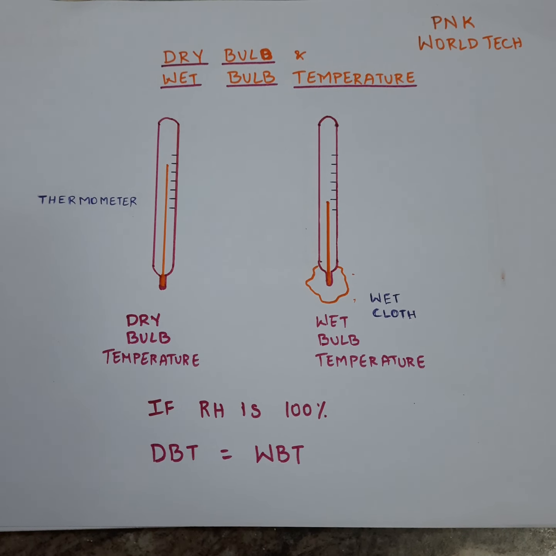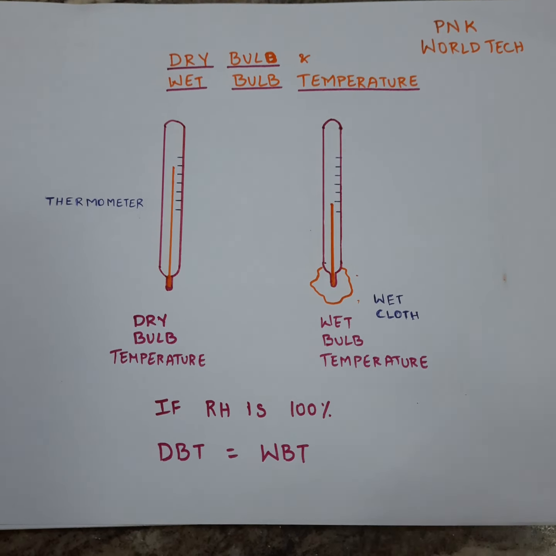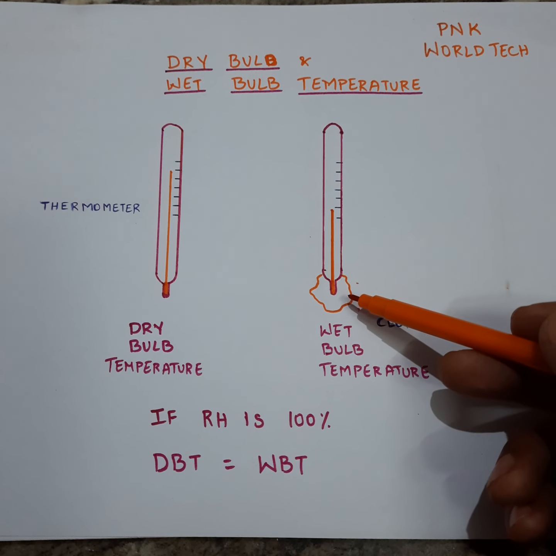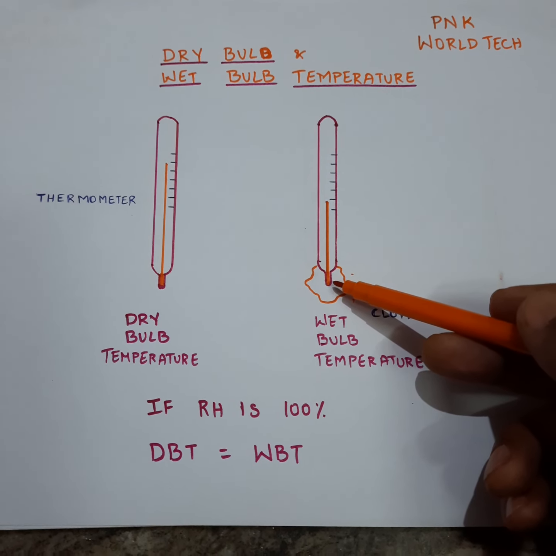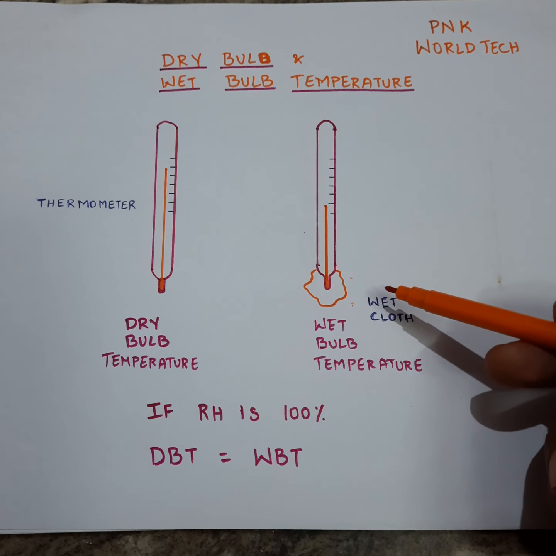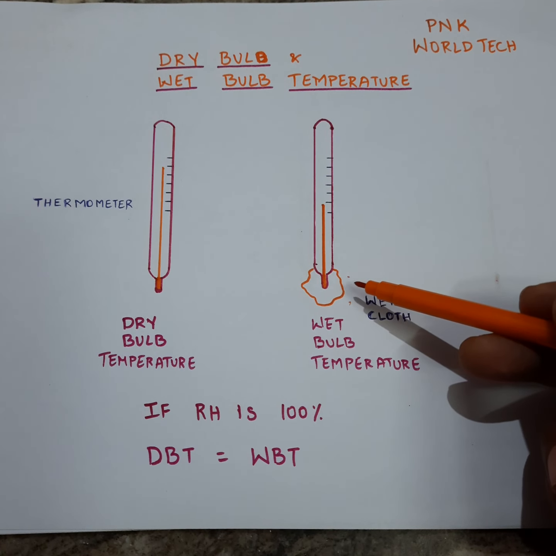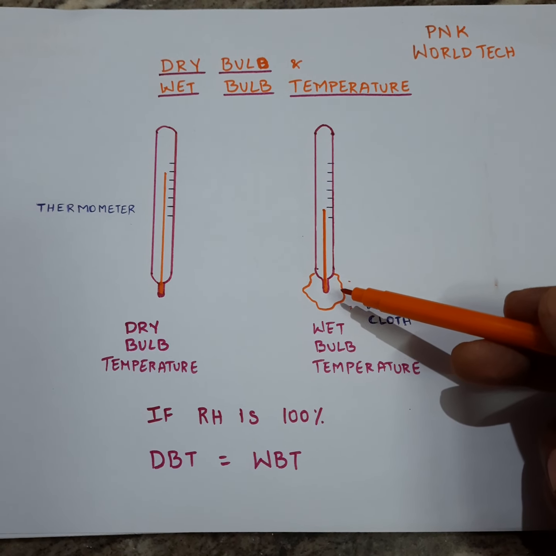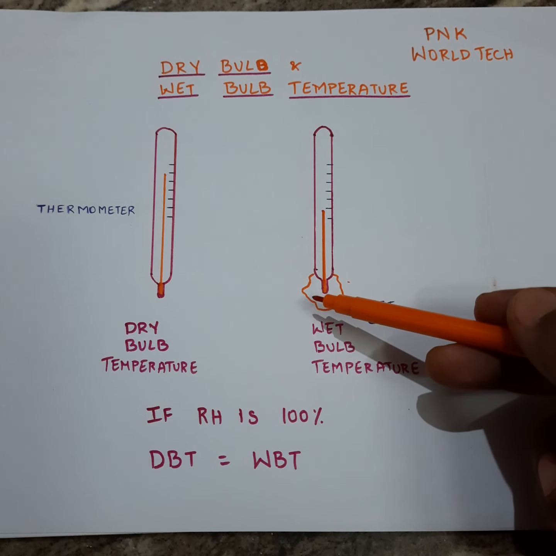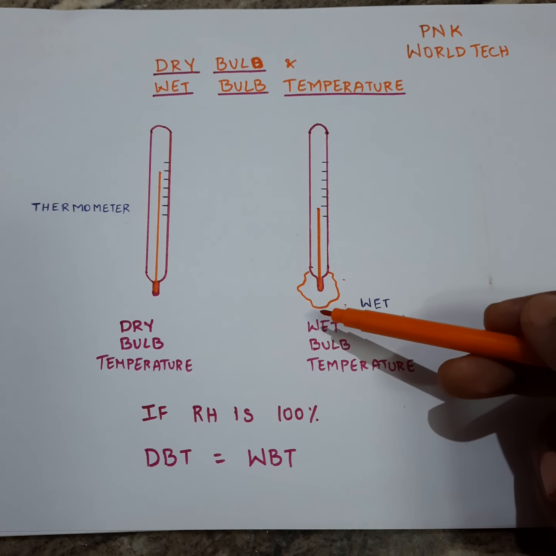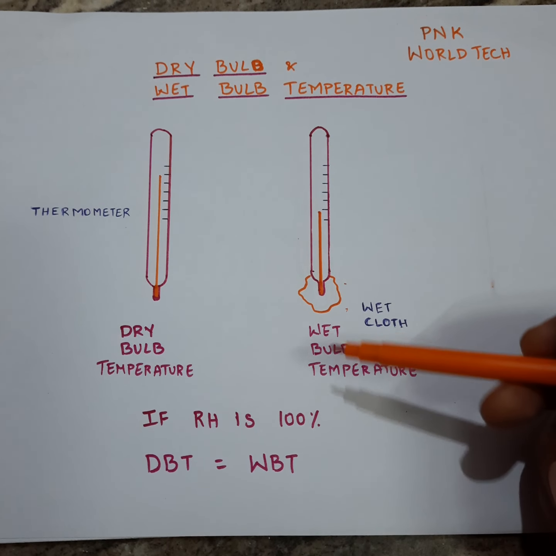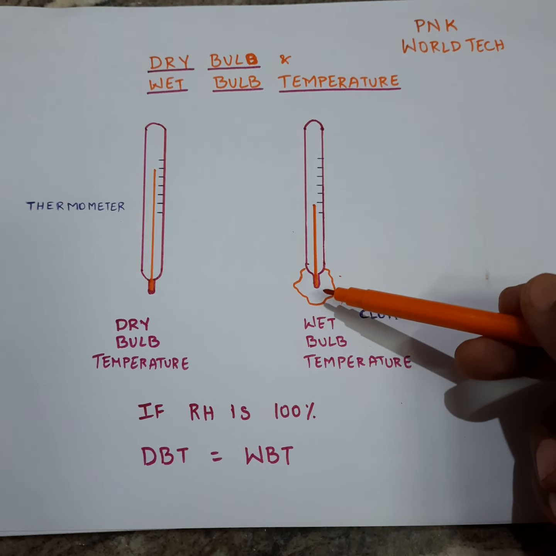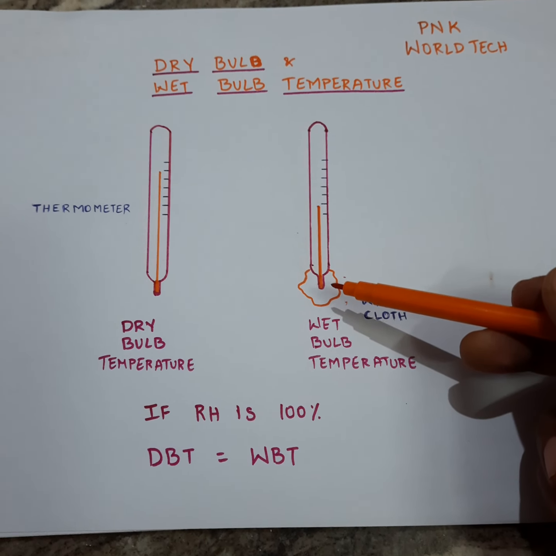Coming to wet bulb temperature. In wet bulb temperature, a wet cloth is wrapped around the bulb. So, when the atmospheric gas is exposed to the wet bulb thermometer, an evaporation process takes place due to the wet condition of the cloth. As the evaporation process takes place, cooling will happen in this zone.